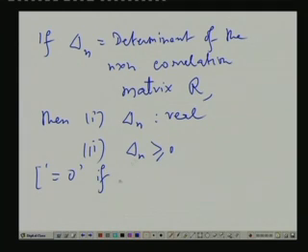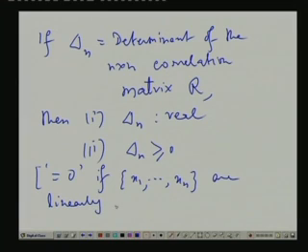if x 1 to x n are linearly dependent. How to show that?